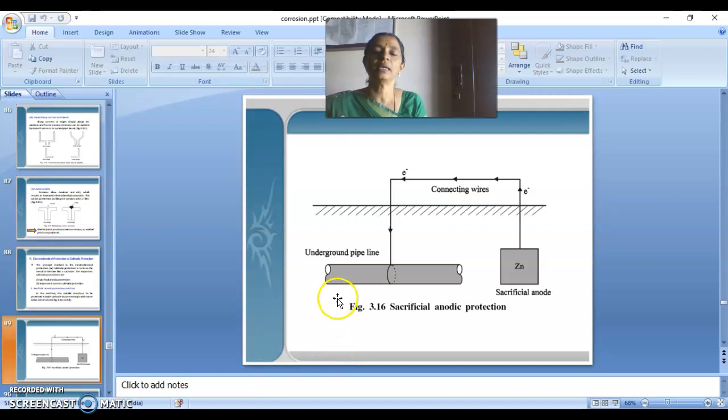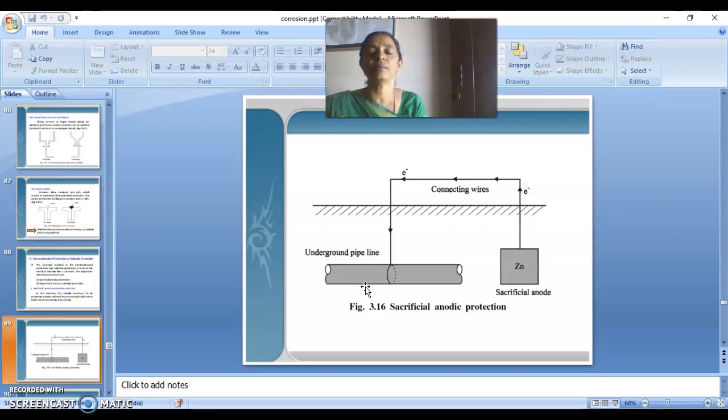See here, the metallic piece is considered as an underground pipeline. This pipeline is usually made up of iron. So usually we can expect corrosion on this underground pipeline, and it is buried in nature. If any leakage occurs, it is not easy to identify the leakage and it is difficult to repair it. So for that purpose, during installation time, the underground pipelines are connected with the more active metal zinc.